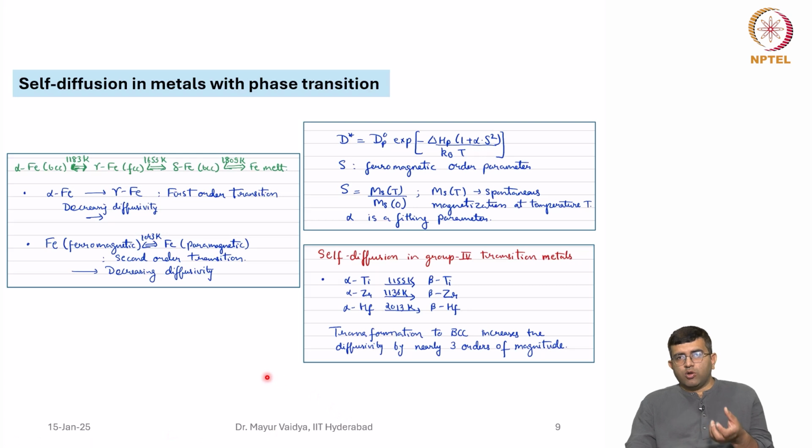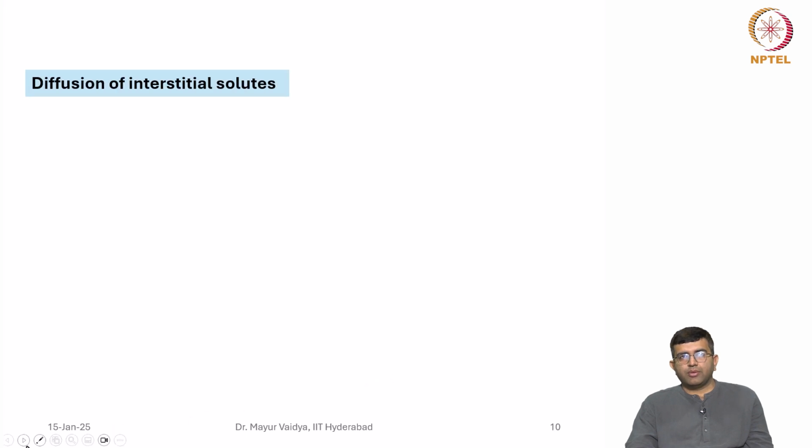Phase transition is also, we know, shown by certain other elements like group 4 transition elements, which are titanium, zirconium, hafnium. All of them have a room temperature structure which is HCP, and a high temperature structure which is BCC. And here again, if you compare the diffusivity just below this transformation and above this transformation, the change of crystal structure from HCP to BCC actually leads to an increase in diffusivity by nearly 3 orders of magnitude. So, this is again because of the crystal structure changes.